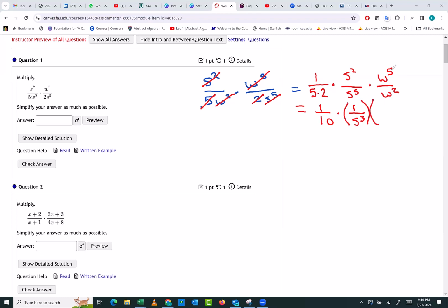And now I have more w's in the numerator, or the top of the fraction, and we subtract, so we have w to the third, really over 1. And this becomes w to the third divided by 10s cubed. And that's it.